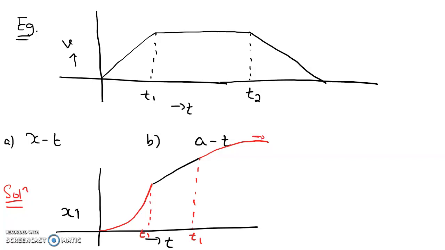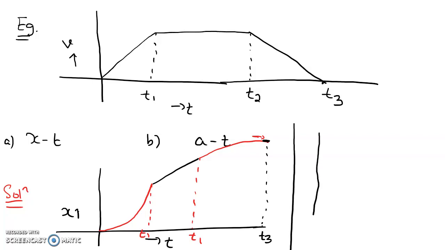Say for example, this point was t3. So it should look like it's getting flat. The slope is getting 0 at this point. I'm just representing it with a dark black color so that you can see that. Moreover, if I'm asking for acceleration versus t, I am just showing it here.